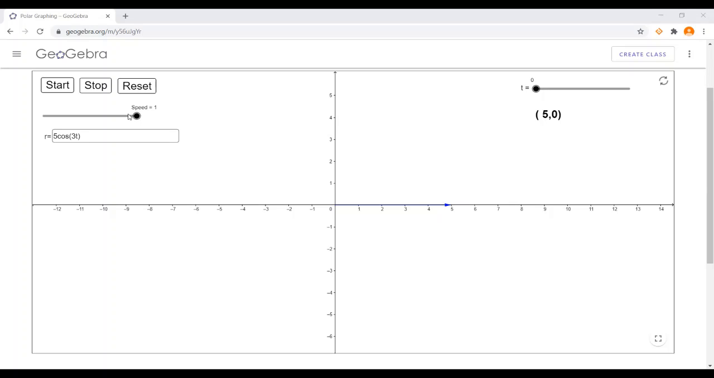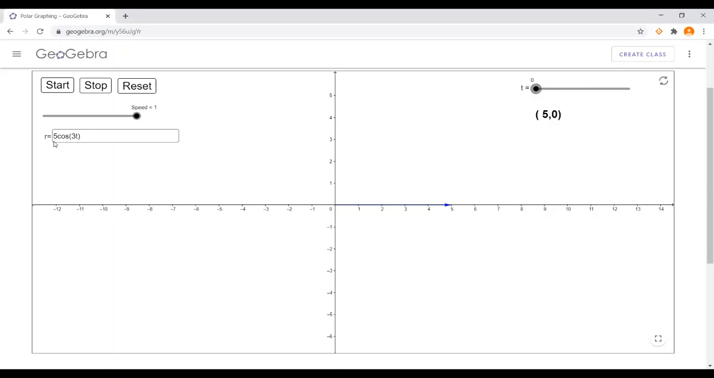All right, we're going to take a look at a visual demonstration on how polar curves are actually drawn. In the top right-hand corner here, you can see that we have a kind of scale bar for t here. Now, this is going to be our angle, so think about that as theta. On the left-hand side, we see what curve we're going to draw. We're going to start drawing r is equal to 5 cosine 3t.